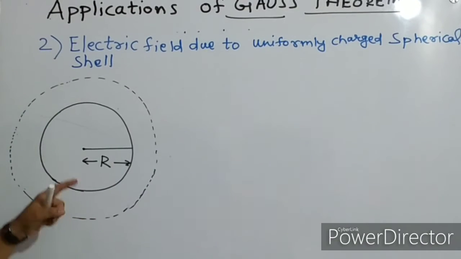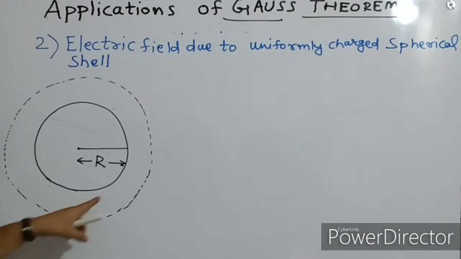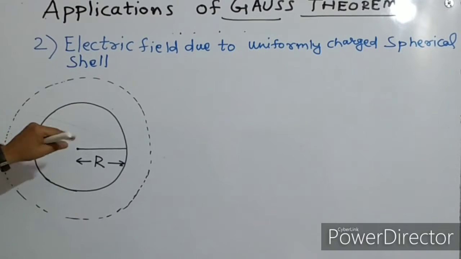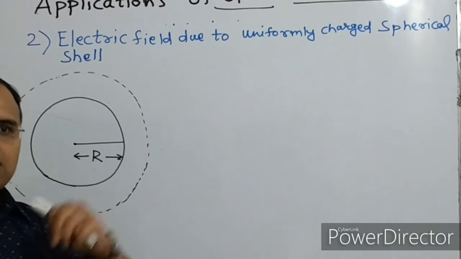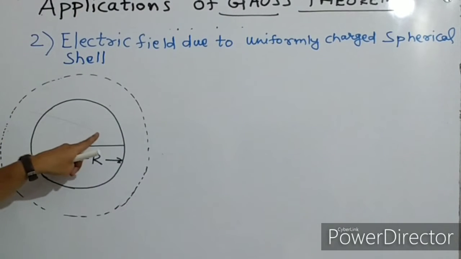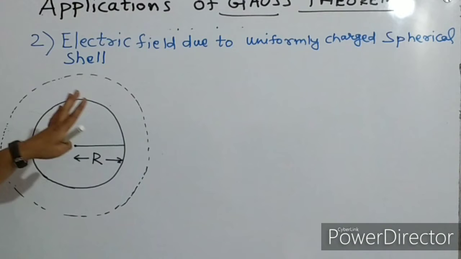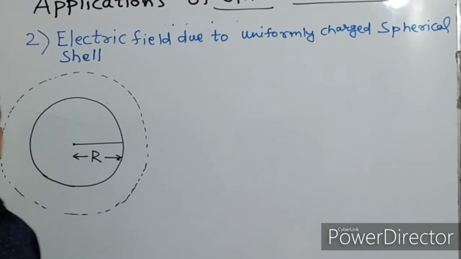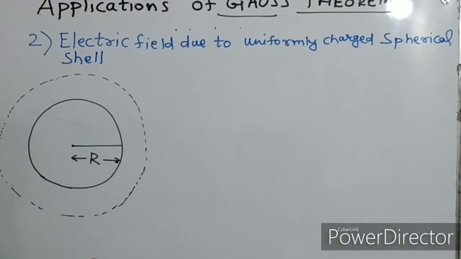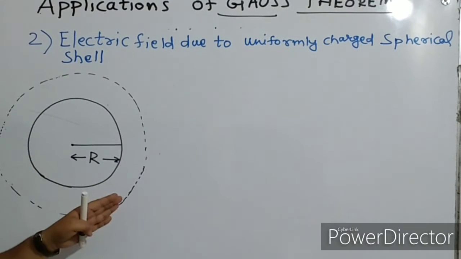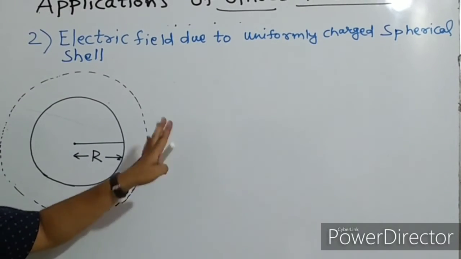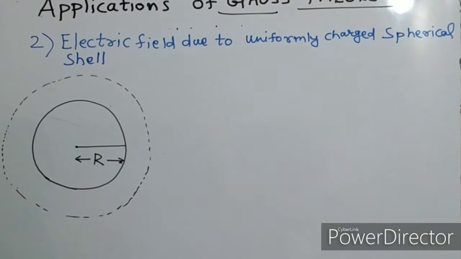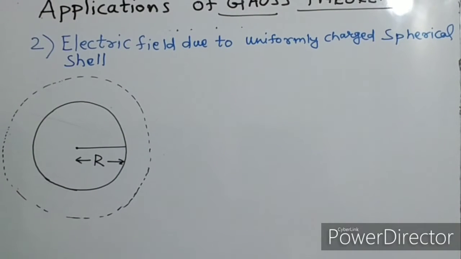Now here we have a spherical shell. You can see it by a solid line. Its radius is given as capital R. And there are actually three cases possible in this. We are going to find the electric field due to a uniformly charged spherical shell at a point. Either this point is lying outside the shell, or inside the shell, or it is lying on the surface of the shell. So we are going to discuss all three cases.